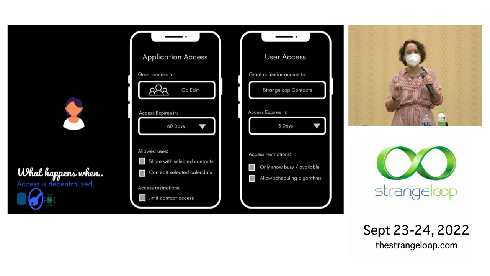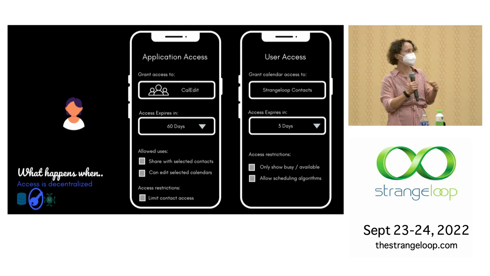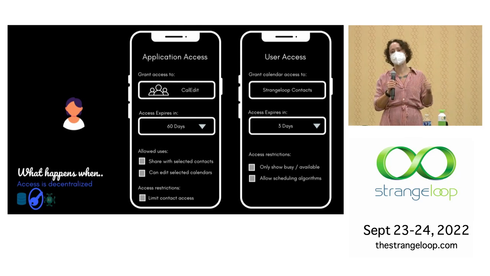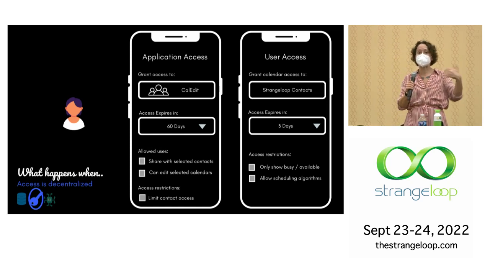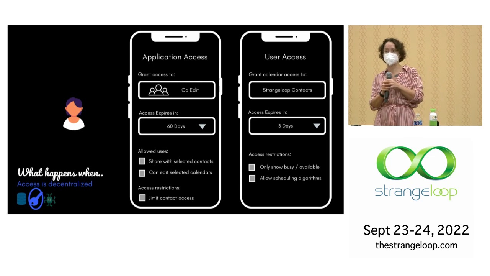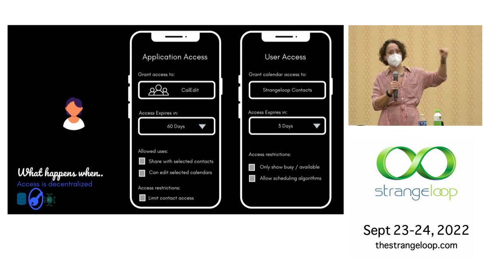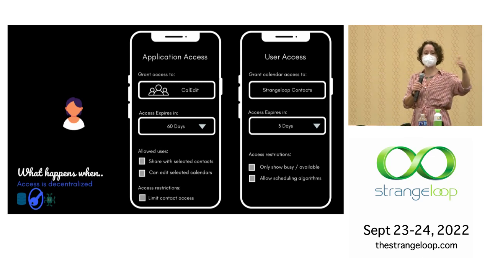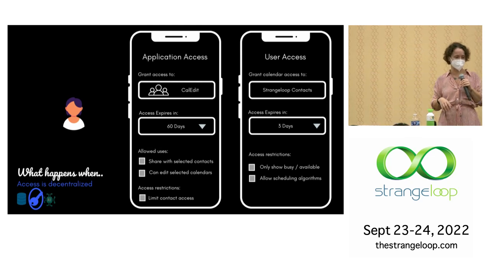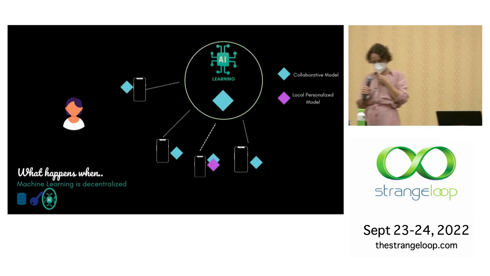And with that, I could also give a variety of granularity access to my data, like busy available versus seeing the full details, or allowing people to use scheduling algorithms with my calendar, or deciding, no, I'd rather opt out of that. These are all choices that we can give to the users today should we design things in a decentralized and user-first way. And it doesn't stop there.